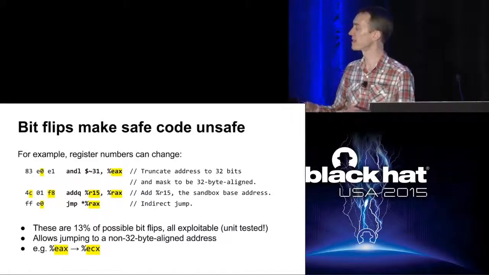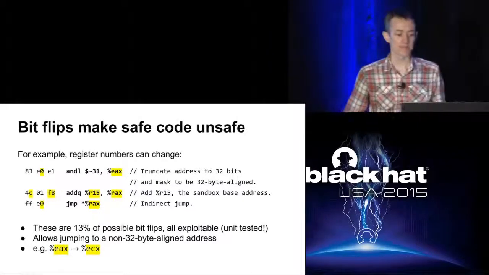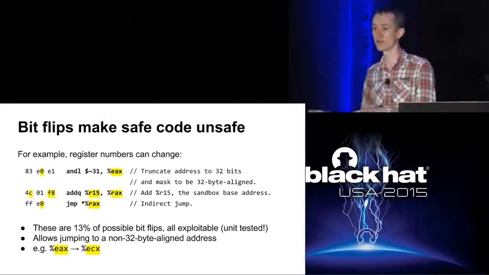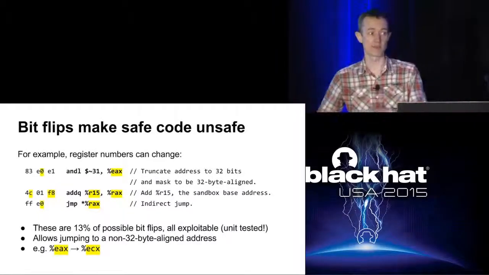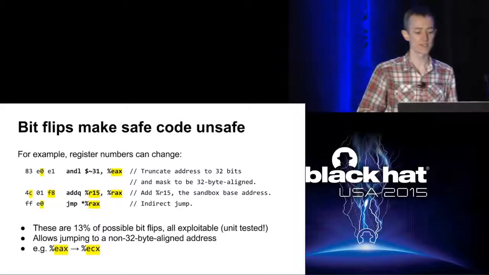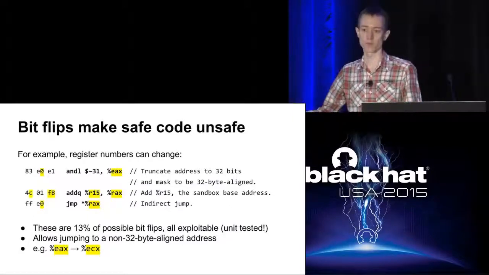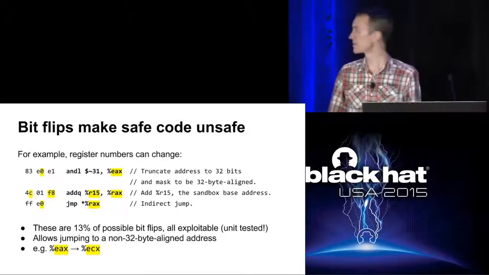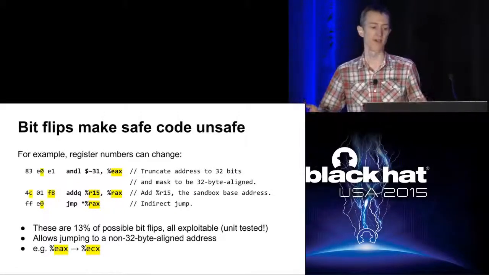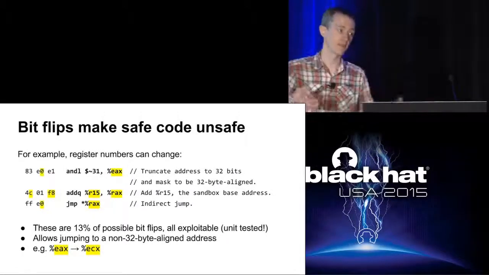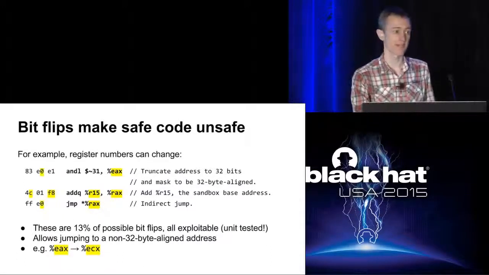If the exploit gets a bit flip in another part of the code that's not a register number, then it can't exploit those, but it's not going to crash. It will just detect that and carry on until it finds another bit flip. So it's a fairly low risk strategy. And I actually unit tested the exploit to make sure that it handles all those possible bit flips correctly. So this means that about 13% of the possible bit flips in this code sequence are exploitable by my proof of concept code. And those are quite good odds because we can just keep trying until we get one that is exploitable.